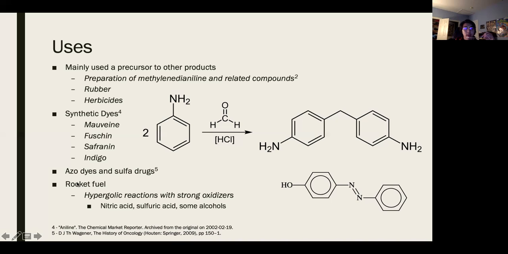Finally, I think the most interesting usage of aniline is as a rocket fuel. Since aniline is so easily oxidized, it can undergo something called a hypergolic reaction, where it will immediately ignite and react with something right upon contact without needing any other activation energy. Certain oxidizers that are hypergolic with it are nitric acid, sulfuric acid, and some other alcohols.